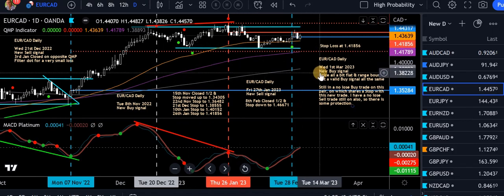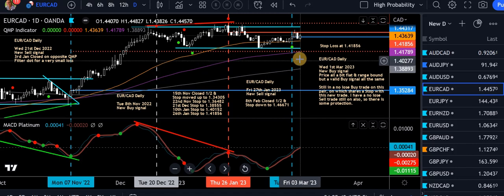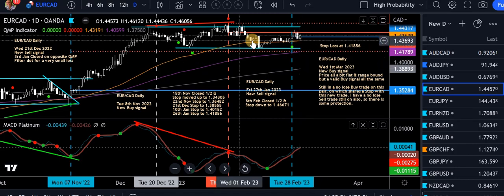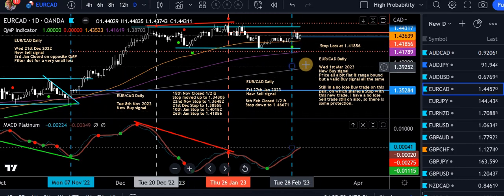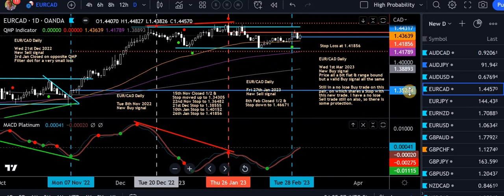Then we've taken another buy on the 1st of March, and it's gone up nicely, then dropped down and gone back up on Friday. So we're just above the entry level. So we've got 3 trades on there. 2 we can't lose on. One's a big winner, and the other one's in no man's land at the moment.